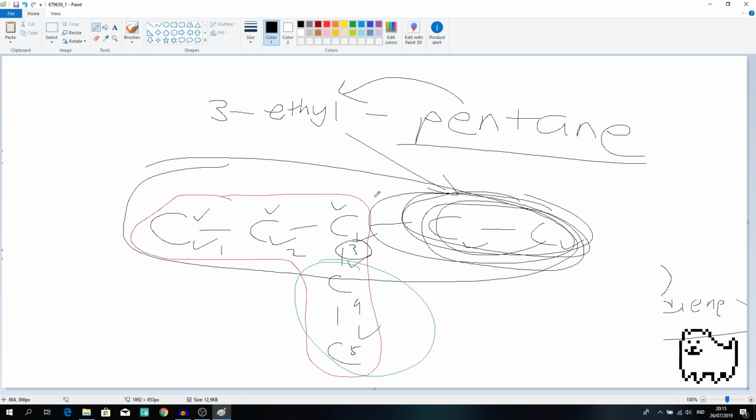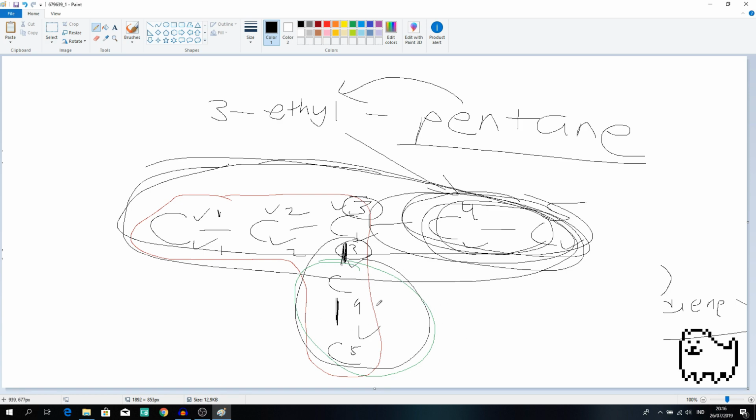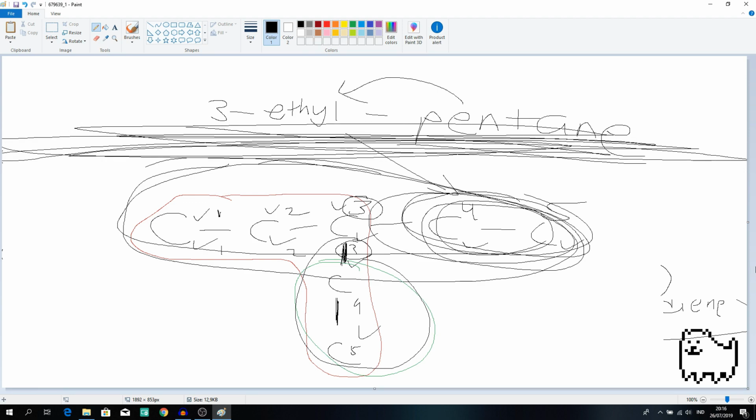So if we were to use this black context, the numbering would be 1st carbon, 2nd carbon, 3rd carbon, 4th carbon, 5th carbon. So again, it's just the same thing. 3rd carbon, and on the 3rd carbon we have this ethyl group, this green circle right over here. So same answer. Doesn't matter how you look at things. Pretty cool.